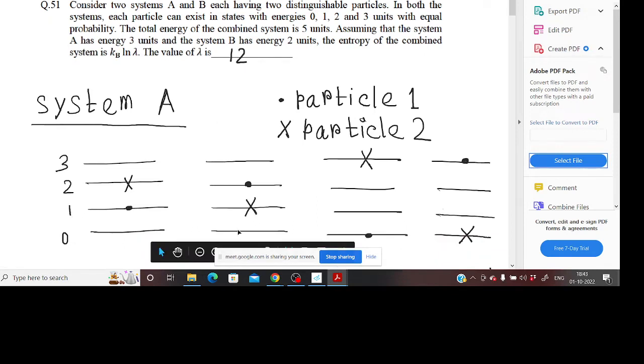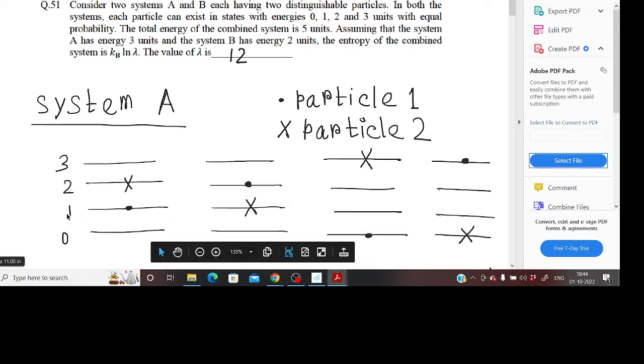Okay, so the total energy of system A is 3 units. It is given in the problem. So how to do that? I mean, how to arrange the two particles such that the total energy of system A will be 3 units. So we can do it very simply. There are many ways to do that.